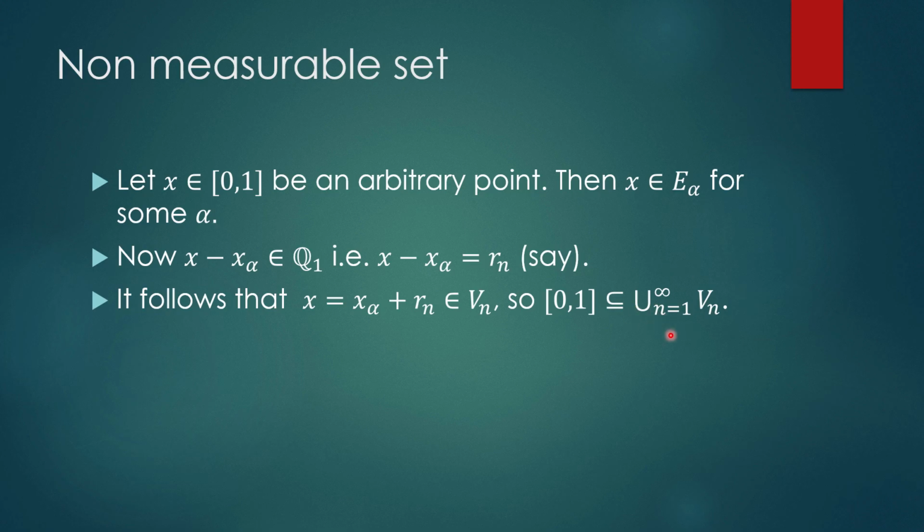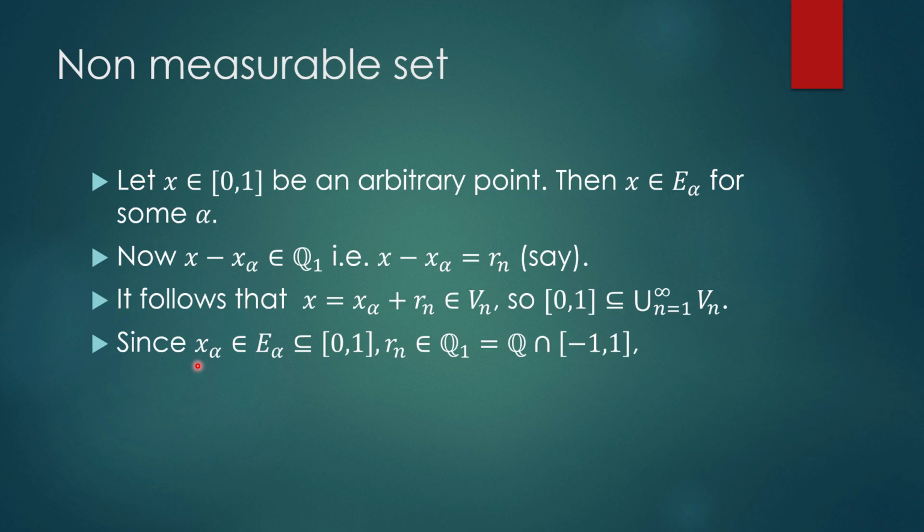So this one is a subset of this one, but the Vn are disjoint, and this is a countable union of disjoint sets. So therefore the measure of this one will be less than or equal to the measure of the sum of this one. Since x alpha belongs to E alpha and E alpha is a subset of 0 1, and Rn is a member of Q1, where Q1 is equal to Q intersection minus 1 1, what is the conclusion? Vn will be a subset of minus 1 2. So if Vn is measurable, the measure of Vn should be less than or equal to 3 because the length of this interval is 3.